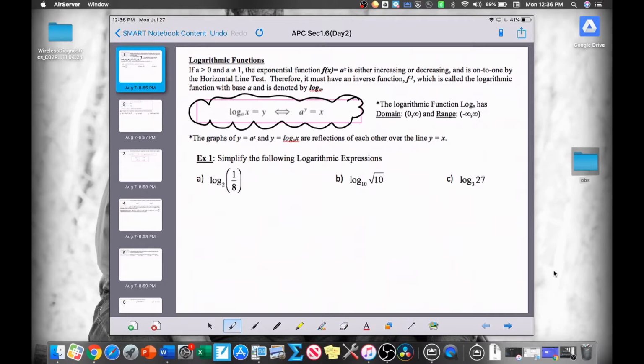Now if you think about exponential functions, parent functions, our domain is all reals, and our range is values that are greater than 0. Well, since exponential functions and logarithmic functions are inverses of each other, that means that the domain and the range switch. So for log functions, then, our domain is going to be x values greater than 0, and our range is going to become all reals. And of course, since they are inverses of each other, that means that they should be reflections of each other over the line y equals x.